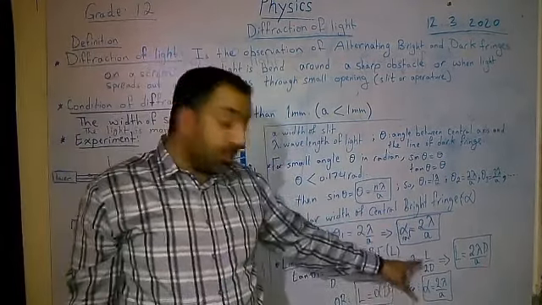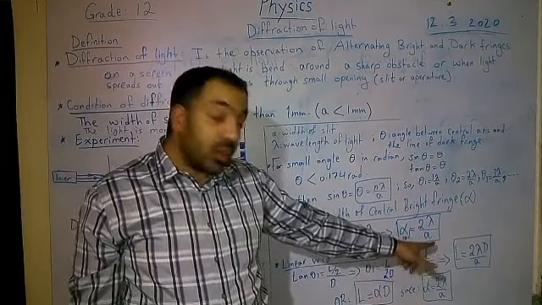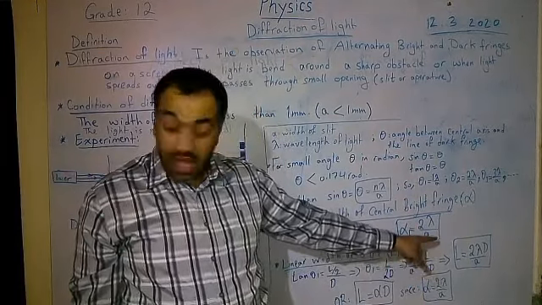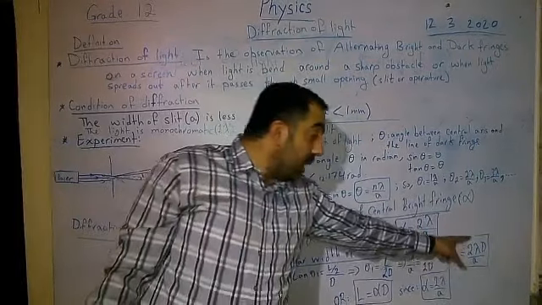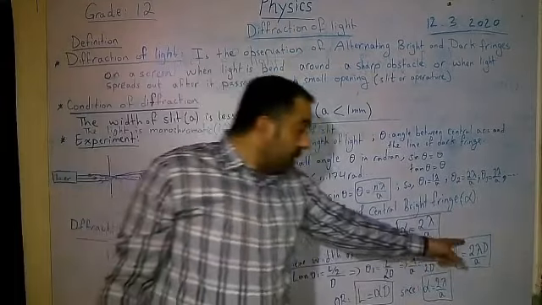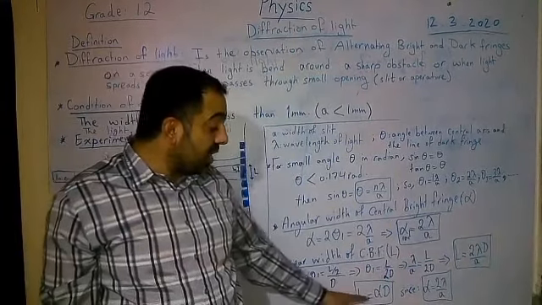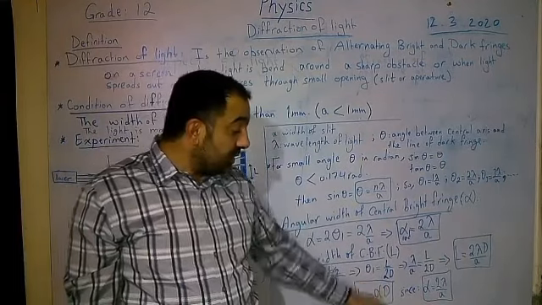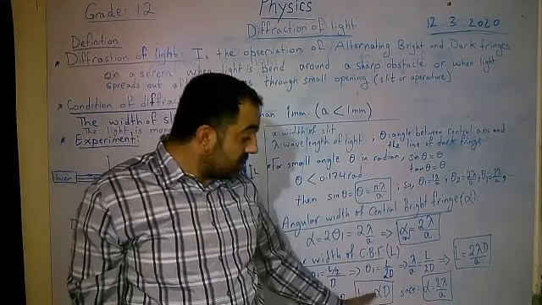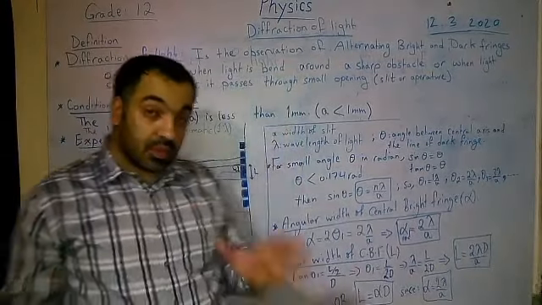Replace theta 1 by lambda over a. Then the linear width of the central bright fringe is L equals 2 lambda D over a. But 2 lambda over a is alpha, so we can say L equals alpha D, since alpha is 2 lambda over a.